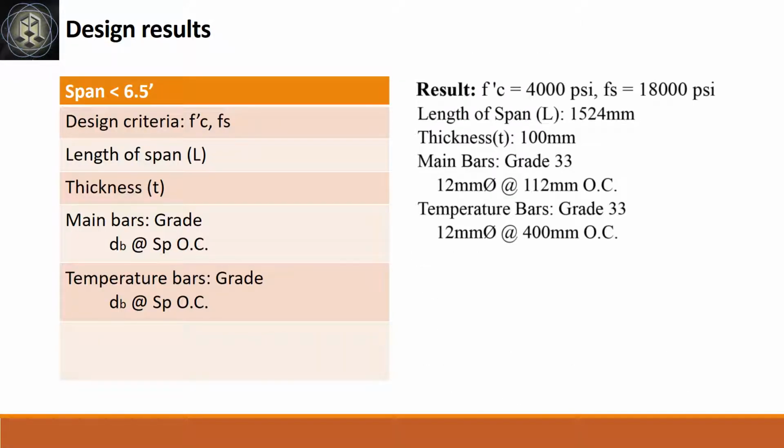Design results are as follows: f'c equals 4000 psi. fs equals 18,000 psi. Length of span is 1500 mm. Thickness is 100 mm. Main bars of grade 33, 12 mm bar at 112 mm on center. Temperature bars of grade 33, 12 mm bar at 400 mm on center.